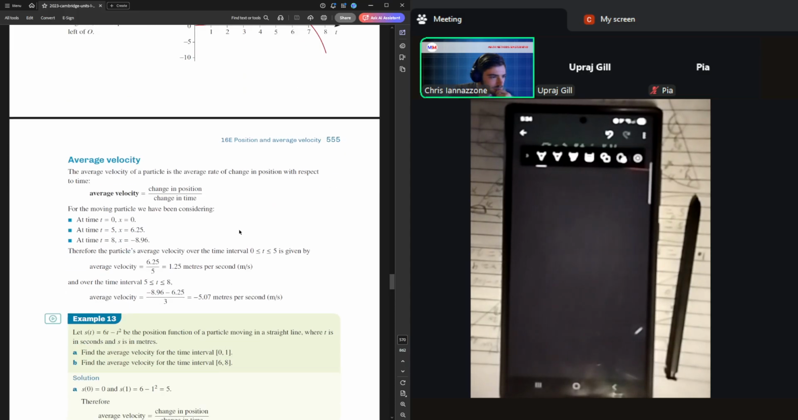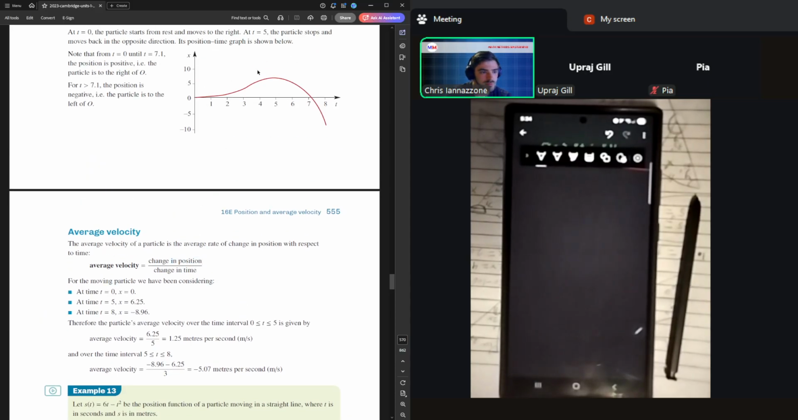Average velocity. So velocity is a vector. It has both direction and magnitude, which is why we use position for its equation, because position can be both positive and negative, where positive is to the right of the origin and negative is to the left of the origin.